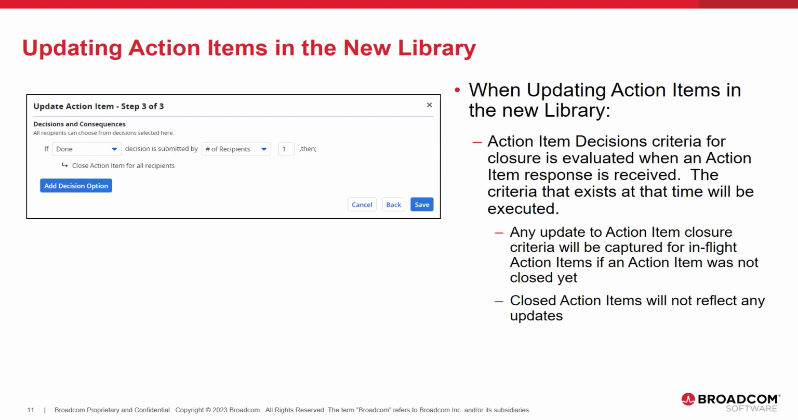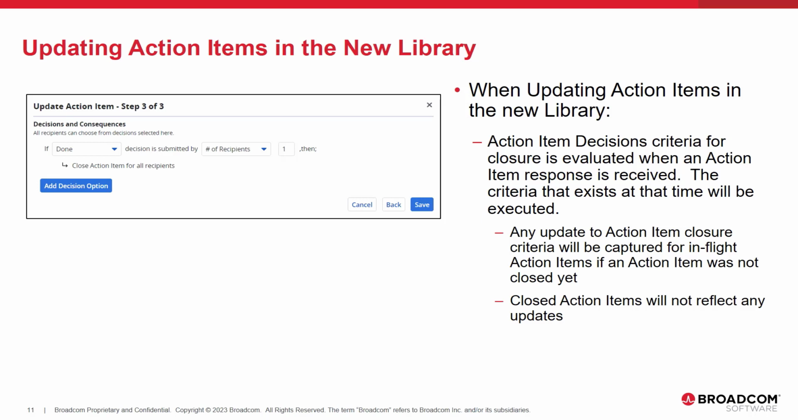Now, updates to the decision criteria are going to behave a little bit differently. The action and decision criteria for closure is actually evaluated when an action item response is received from an assignee. So any criteria that exists at the time of that response is what we're going to execute. What that means is if you make any changes to the closure criteria or the actions, that'll be captured for in-flight action items only if your action item is still not closed yet and it's still being evaluated.